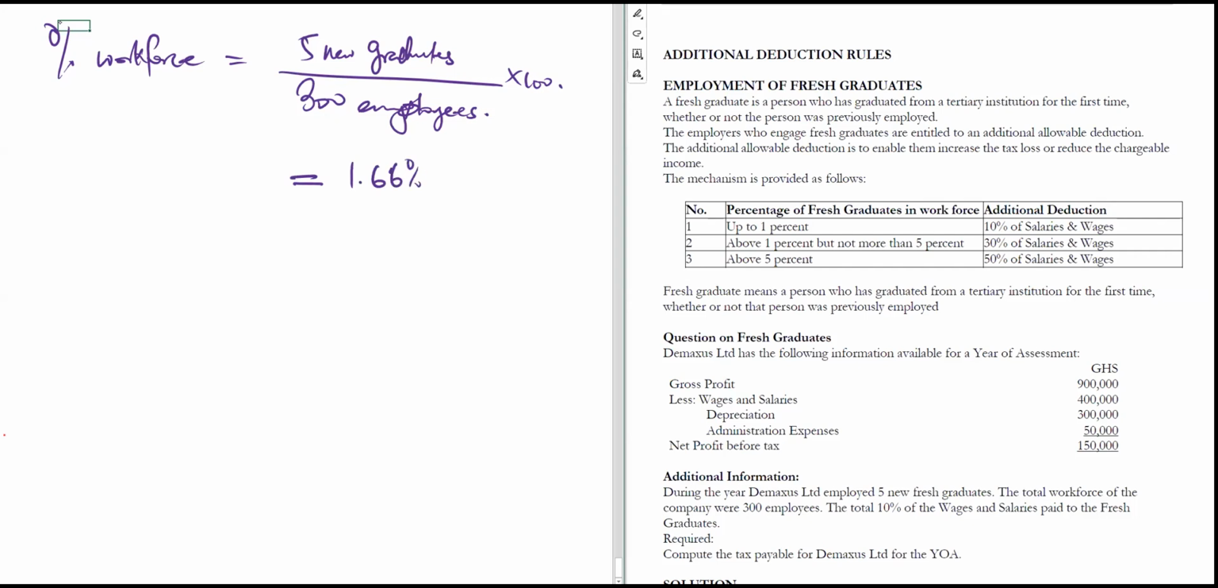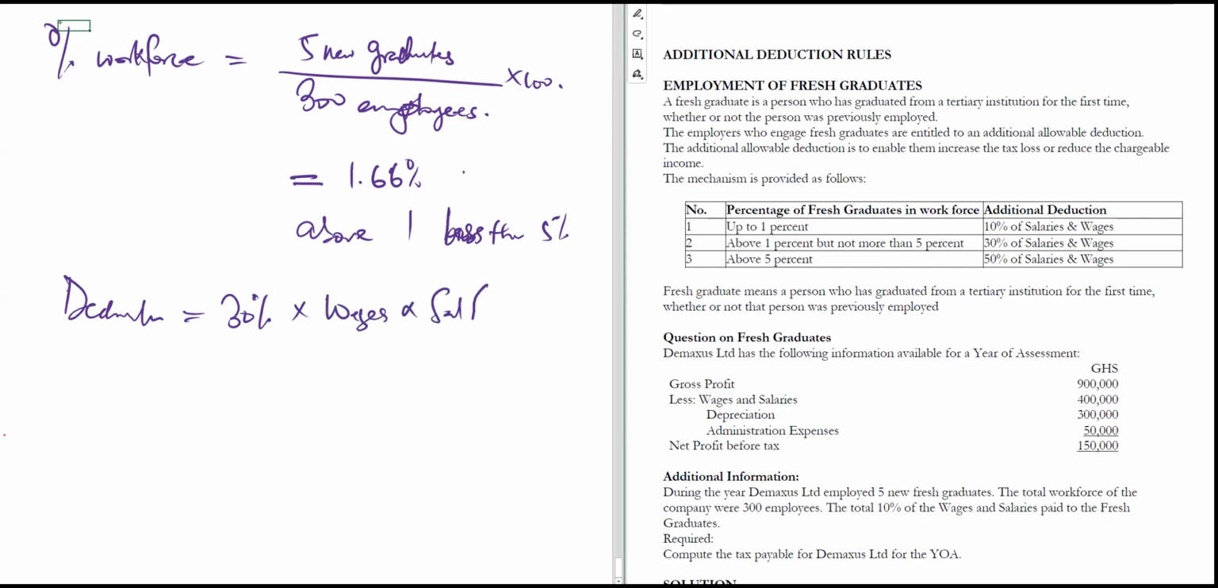1.6%. Which means that this is above 1, but between 1 and 5, right? Above 1, but less than 5%. So the deduction is going to be 30% of the wages and salaries for the fresh graduates.